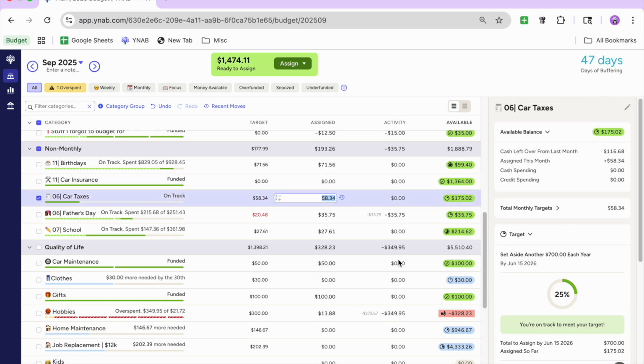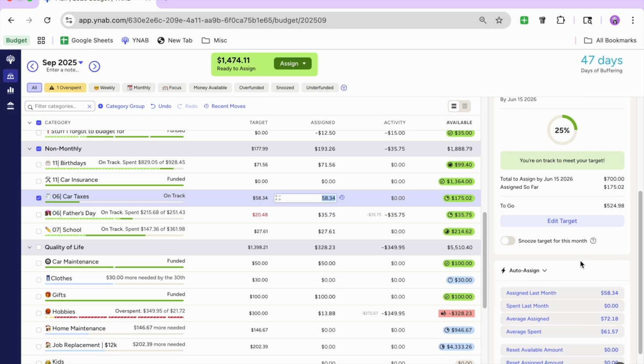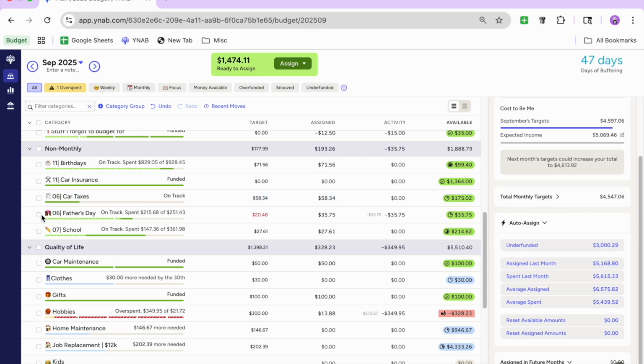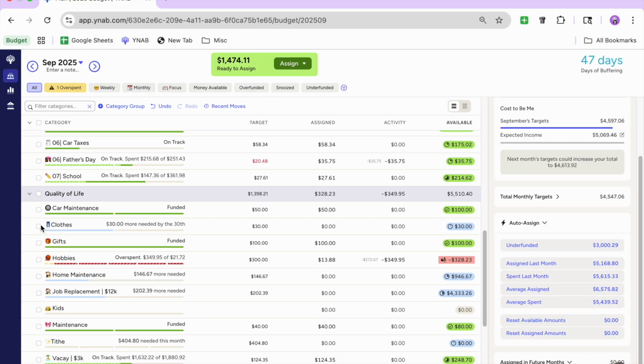Car taxes is on track. Father's Day is on track, and this red for the target means that I'm overspent on this target. School is also on track.